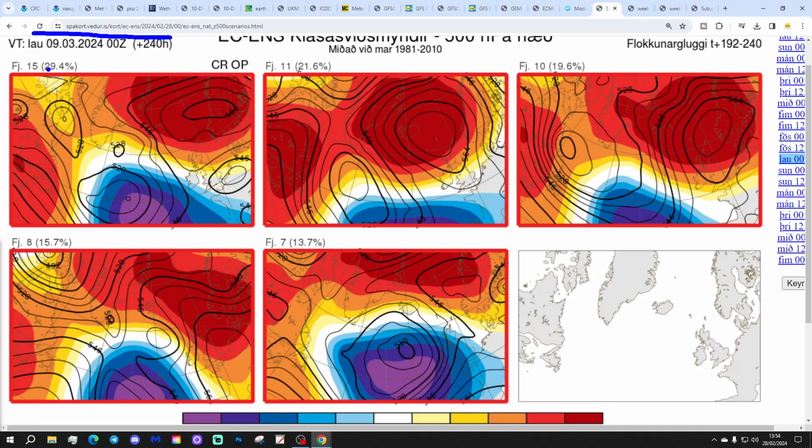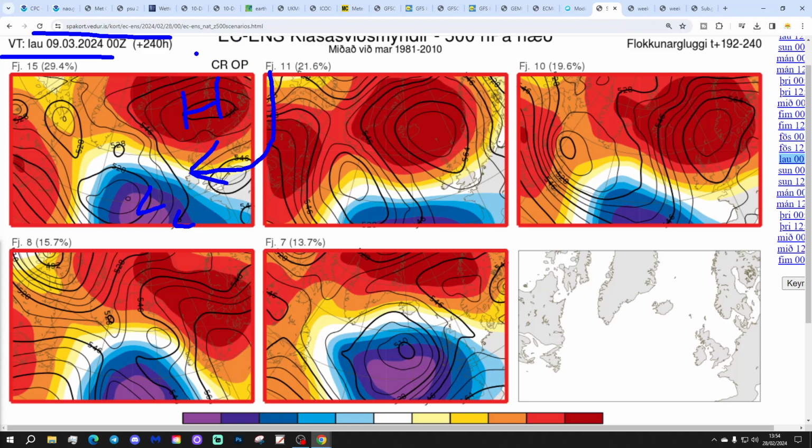That gets us to the 9th of March from the Icelandic Met Office. 15 members of the ECM ensembles have high pressure to our north and northeast. Low pressure is to our west and southwest, and winds are coming in from an easterly direction there. So that could be starting to bring in potentially some cooler air from the east.